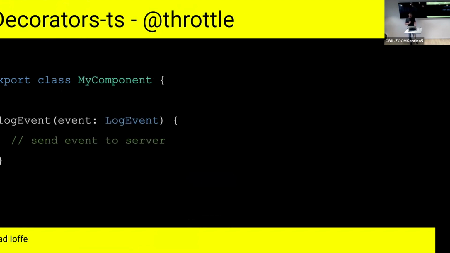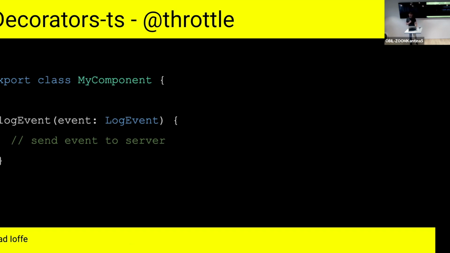And this can be done with the debounce decorator. The other decorator that I want to talk about is the throttle decorator. Let's say that, for instance, my application produces a lot of logs in a certain amount of time, and I don't want to push them all immediately to the server. I want to spread the invocations across time.